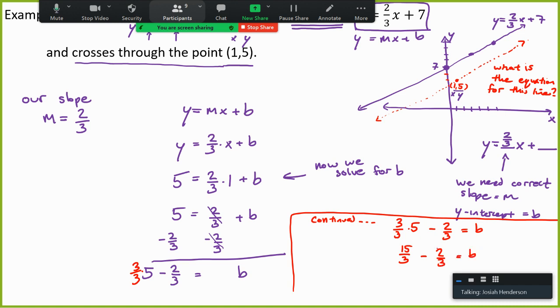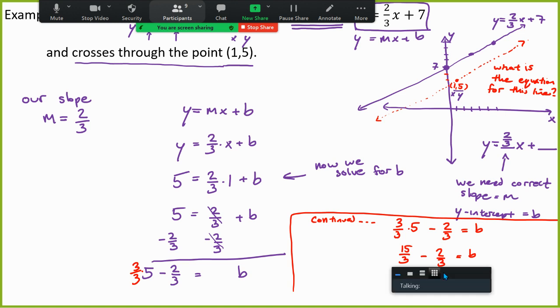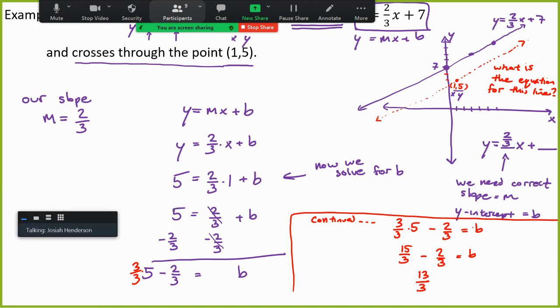Now I can subtract the fractions. 15/3, take away 2/3. We're just subtracting the top numbers. So 15 minus 2 is 13. Our b value is 13/3.